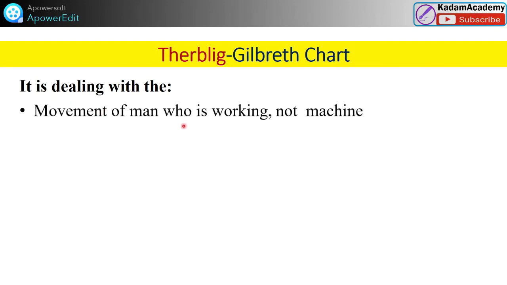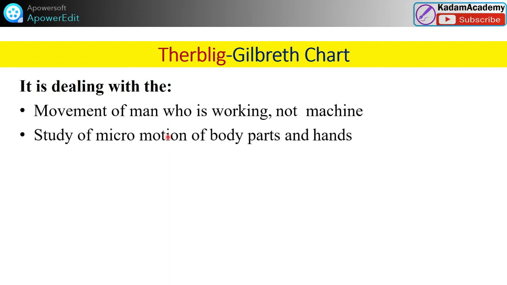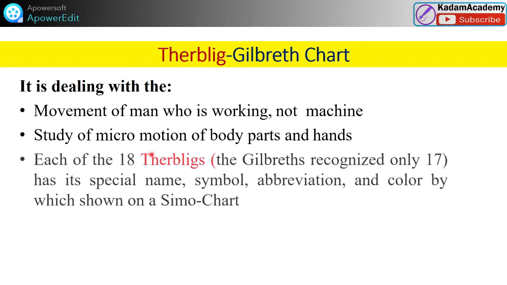The movement of man who is working, not a machine. Movement of man who is working, and study of micromotion of body parts and hands, that is what we are going to study. A total of 18 Therbligs are there. Out of these 18, Gilbert recognized 17 with their special name, symbol, abbreviation, and color, by which you can show them in a chart.